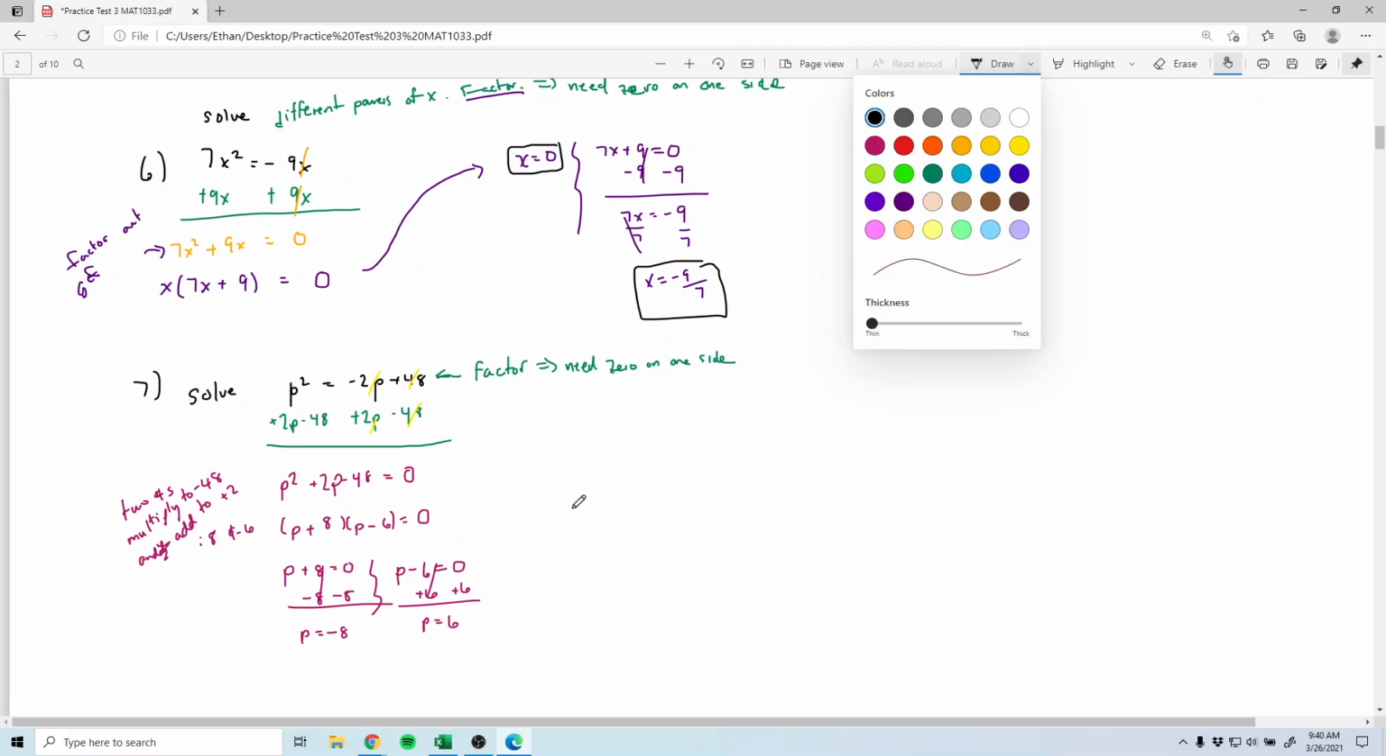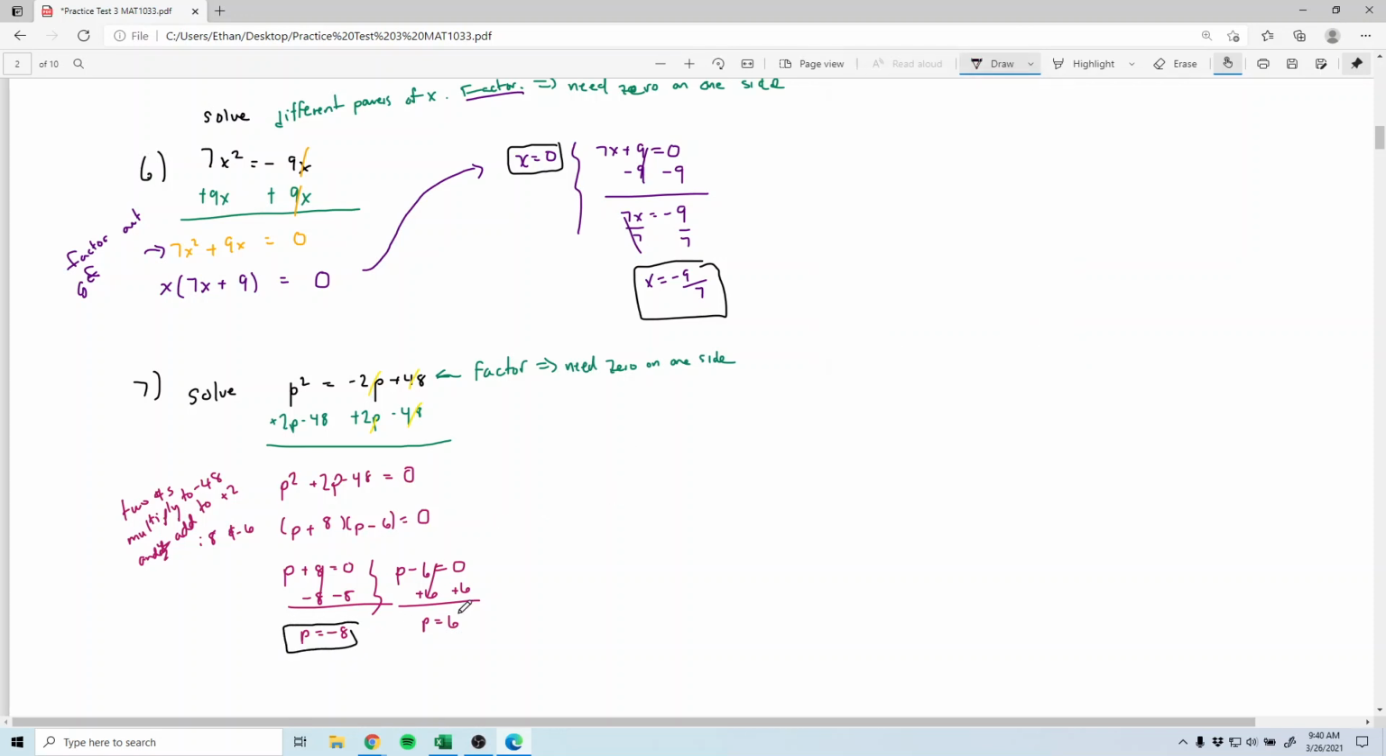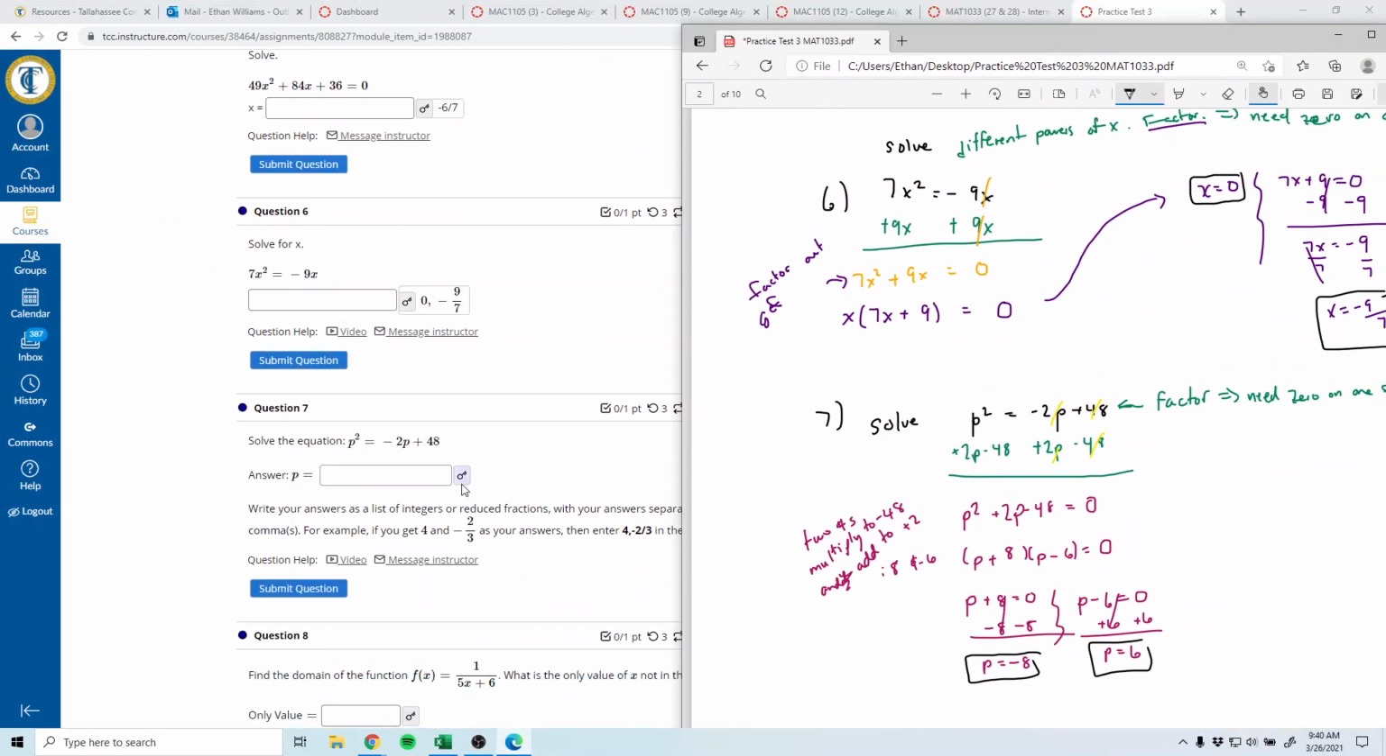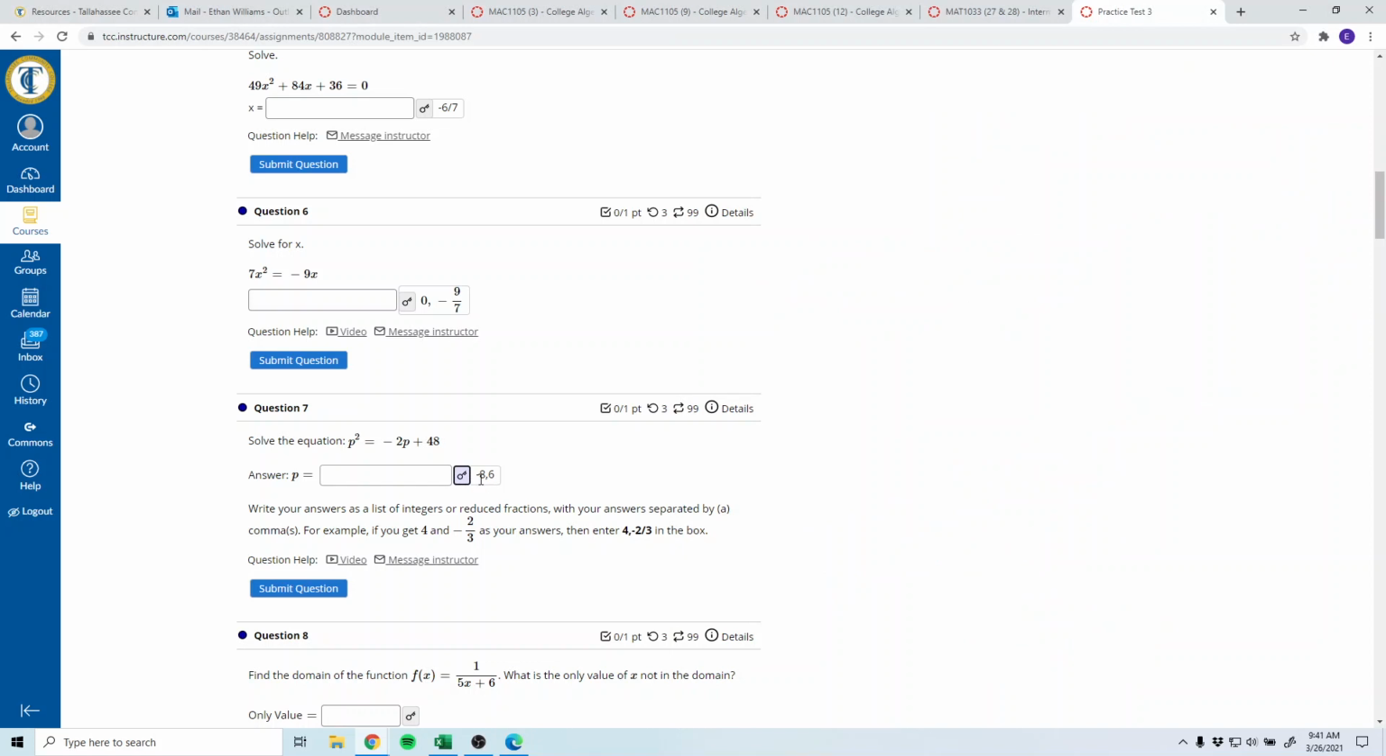Go ahead and check and make sure that these are correct. Go back to the homework here, the practice test, and we see negative 8 and 6, exactly what we got. We're good to go.